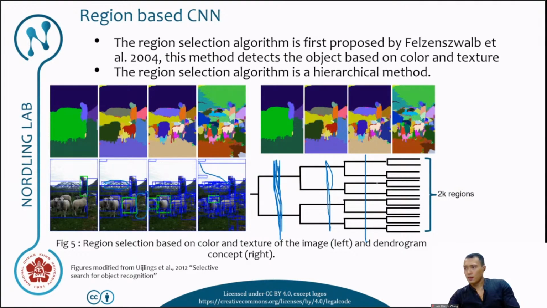So the point is that we want to find a level in the hierarchy where we have roughly 2,000 regions. It can be either here or here or here, right? The reason for 2,000 regions is that they thought this was a nice compromise between finding regions that could contain an item and something that is not so computationally expensive. So here we have 2,000 regions as opposed to all the possible combinations of sliding windows from before.